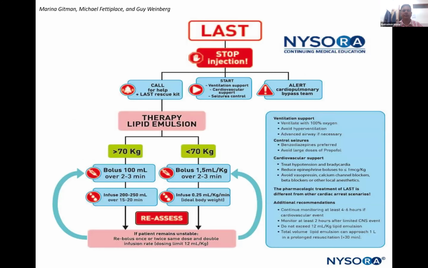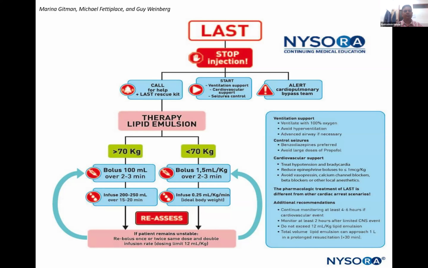So this is a very good flow chart given by NYSORA for the management of local anesthetic systemic toxicity. The first step is to call for help, and then start ventilatory support or oxygen, and alert for cardiopulmonary resuscitation. And the mainstay of LAST is lipid emulsion 20%. If the patient is more than 70 kgs, then a 100 ml bolus over 2 to 3 minutes is given. And if the patient is less than 70 kgs, 1.5 ml per kg over 2 to 3 minutes is given.